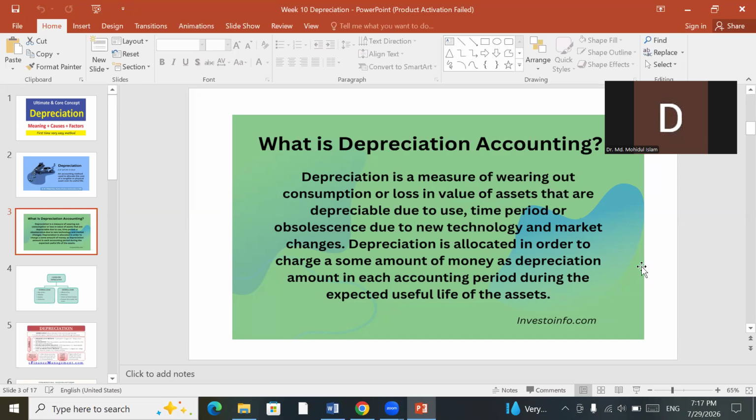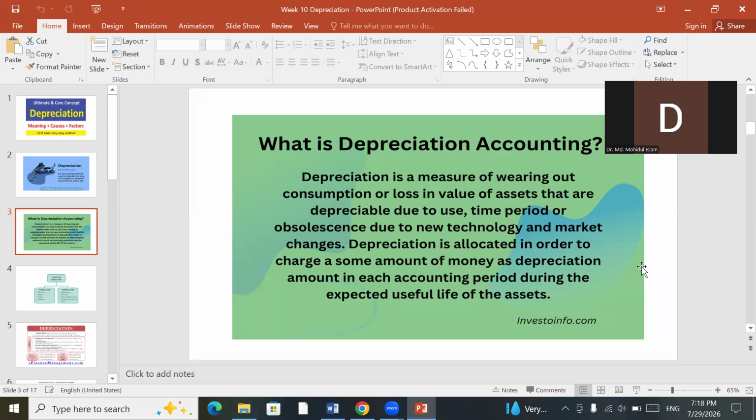Depreciation is actually determined to reduce the profit, to reduce the income tax. Okay. If you do not maintain the depreciation, you have to pay more income tax. So in this situation, you have to maintain depreciation.